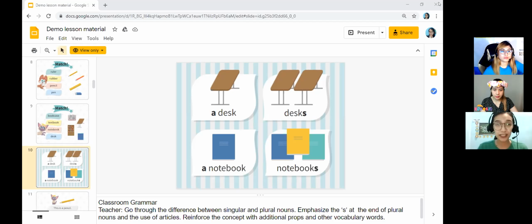Okay. So Miss Ina, question lang po. Do I have to introduce the star? Like if you do good, is it? I have to do it po? Yes. Okay lang po kahit hindi?